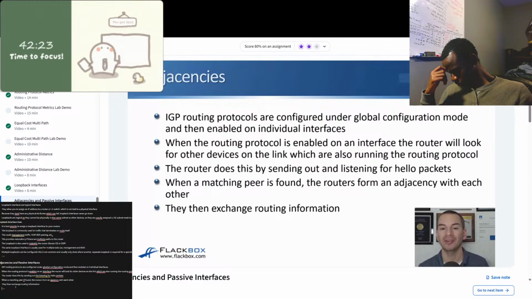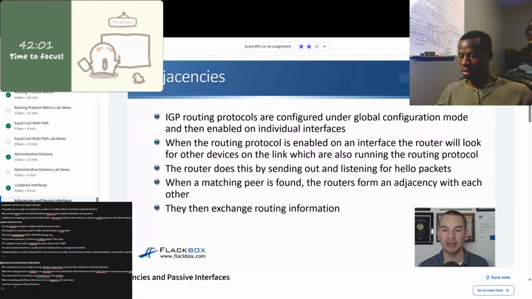When the routing protocol is enabled on an interface, the router will look for other devices on that directly connected link which are also running the routing protocol in order to peer with them. The router does this by sending out and listening for hello packets for that particular routing protocol. And when a matching peer is found, the routers form an adjacency with each other and exchange routing updates with each other.